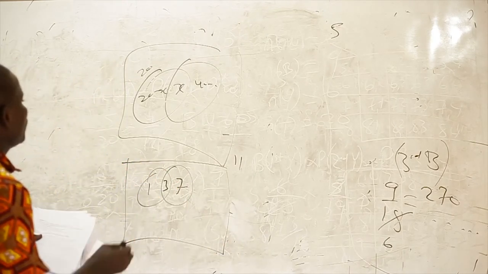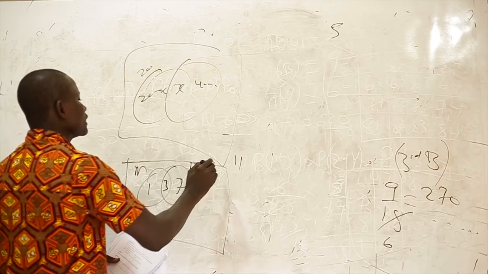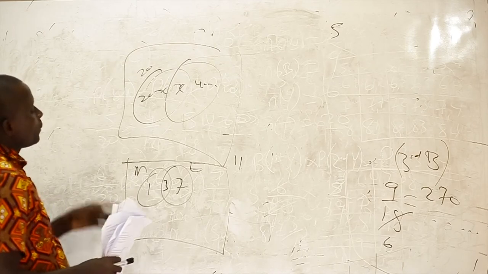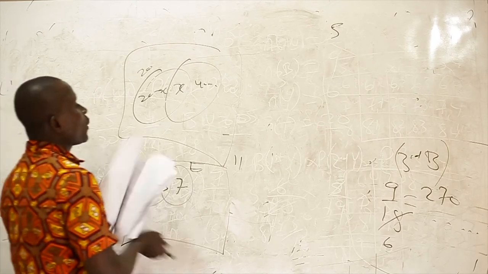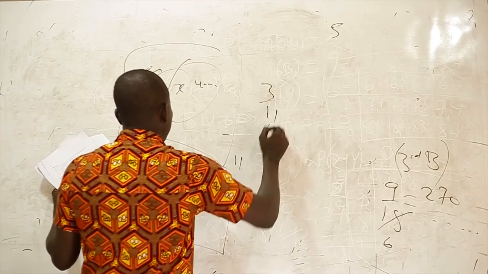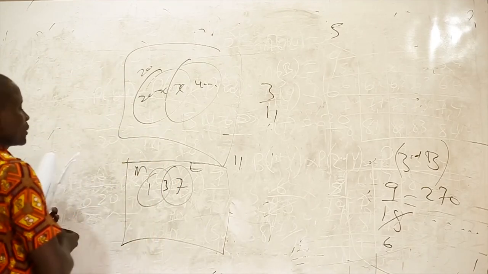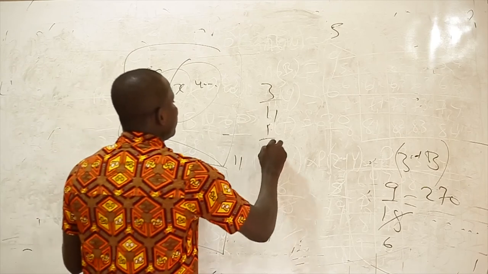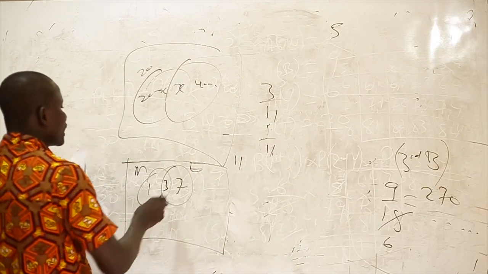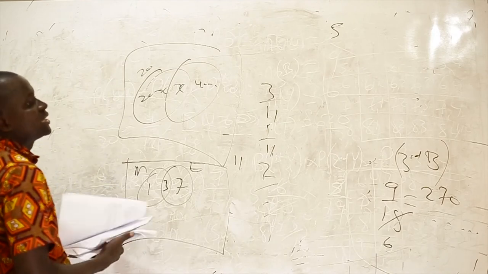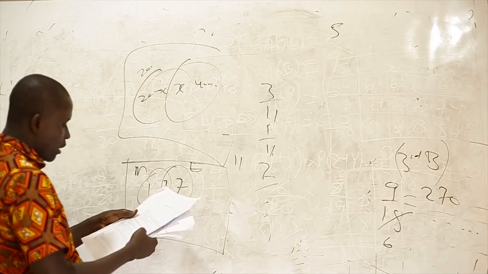And they ask you, let's say here is math, here is English. If a student is chosen at random, what's the probability that he studied both of them? It is 3 over 11. What's the probability that he studied only mathematics? It's 1 over 11. Only English is 7 over 11. Take note. In trivia problems also, it is similar.